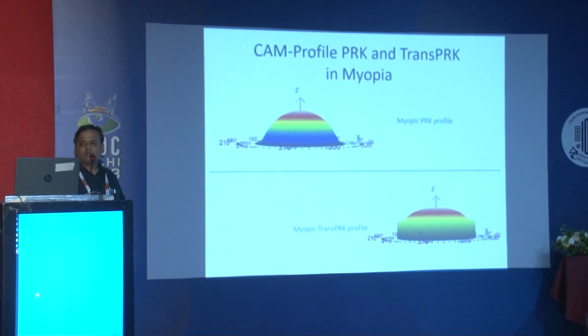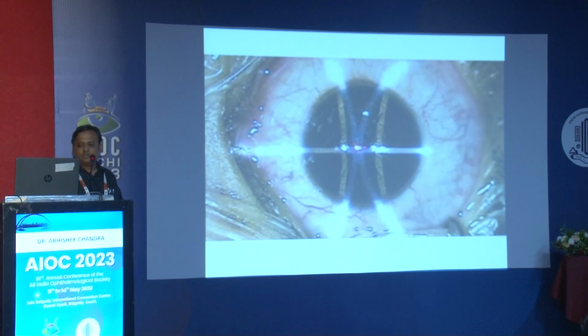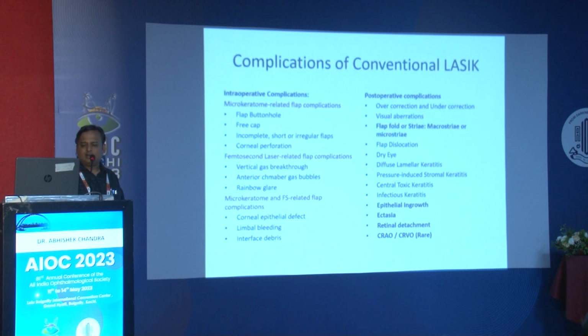So this is just an ablation profile of PRK and trans PRK in myopia, where you can see in trans PRK it is much smoother. This is in hyperopia. So this is just a video. I think it's not working. They just copied it. It shows that it is a very simple procedure. You just need to focus it and do the epithelial removal along with the stromal removal.